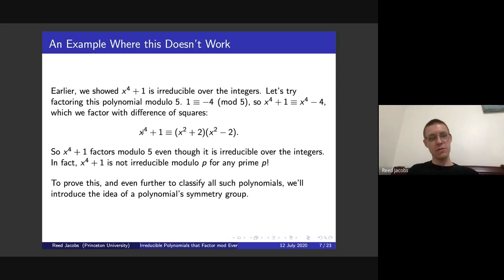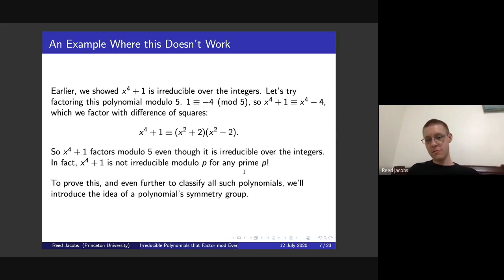And this polynomial, even though it's irreducible over the integers, did factor modulo 5. And later, we'll see that x to the 4th plus 1 always factors modulo p for any prime p. And in this case, factoring modulo p didn't help us at all. In this lecture, the main point is classifying all the cases where modulo p factorization doesn't prove anything.